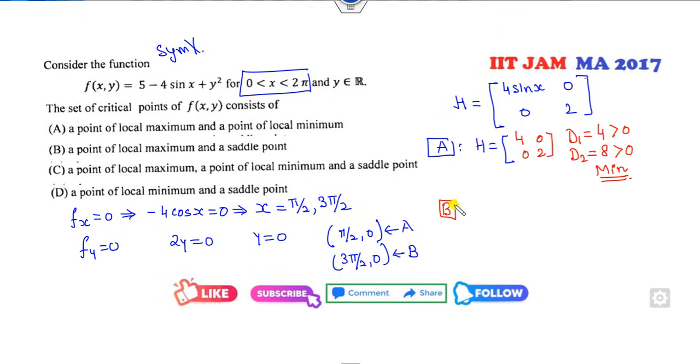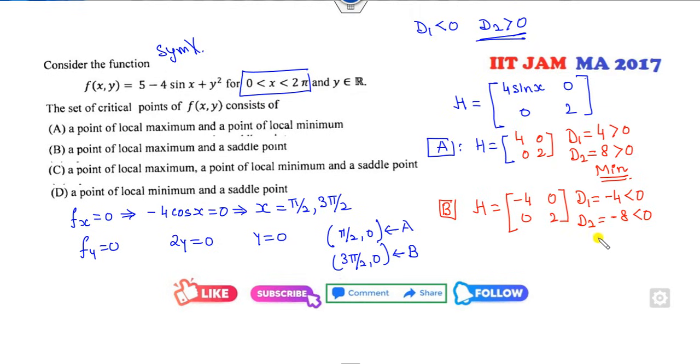What is the value at the other point? 3 pi by 4, 3 pi by 2, it's minus 1, 0, 2 and here, what is my D1? Minus 4, less than 0. D2, minus 8, less than 0. So remember, whenever D1 is less than 0, D2 should be greater than 0. It is not satisfied, it means it is a saddle point.